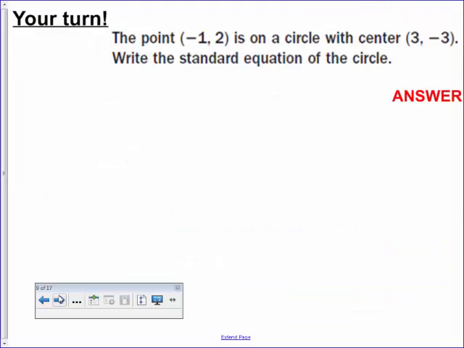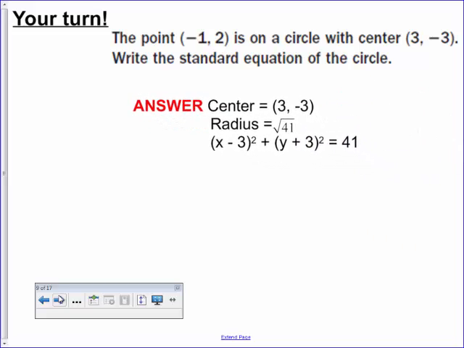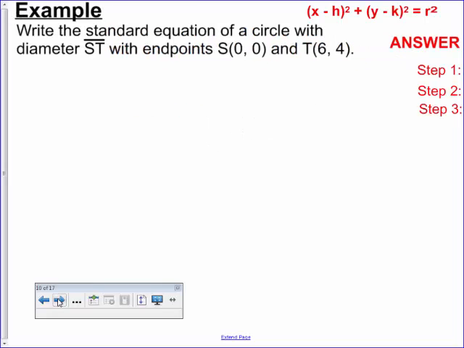So let's have you guys try one on your own. Remember, draw it out, and if it helps, list center and radius to organize yourself. And you should have gotten this answer. So please let us know if you have any questions tomorrow in class with this one.